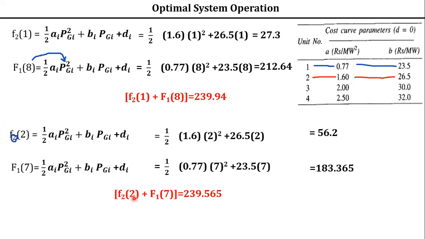So the next, fourth combination will be F2 of 3 plus F1 of 4. What is the value you are going to get? Please calculate it and tell me. Because I have already done 3 examples, 3 combinations. Fourth combination, what is the value? I have to see whether you understood this or not. I am going slowly, step by step. You calculate it.